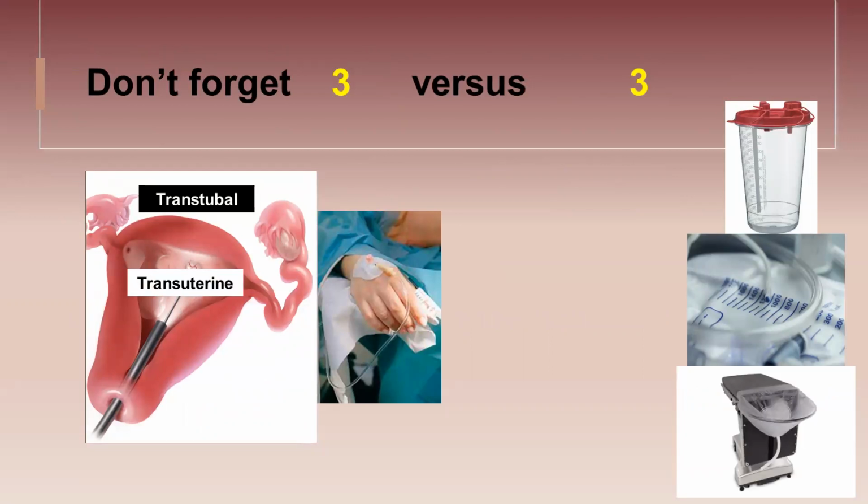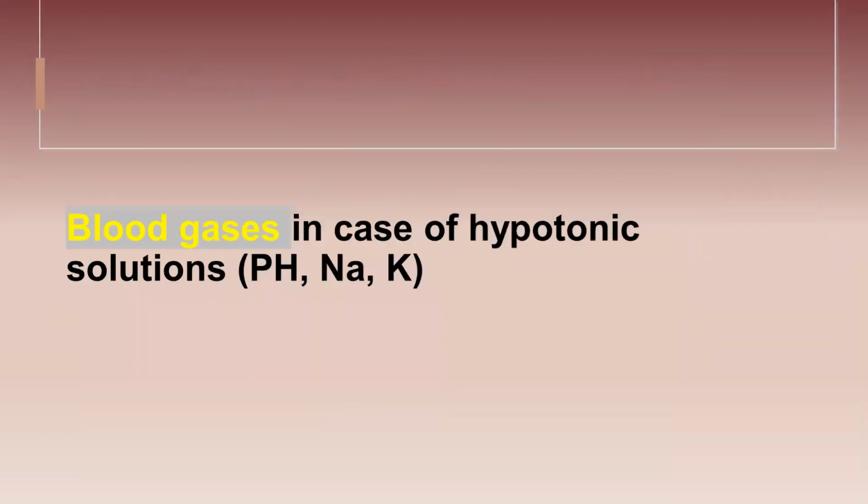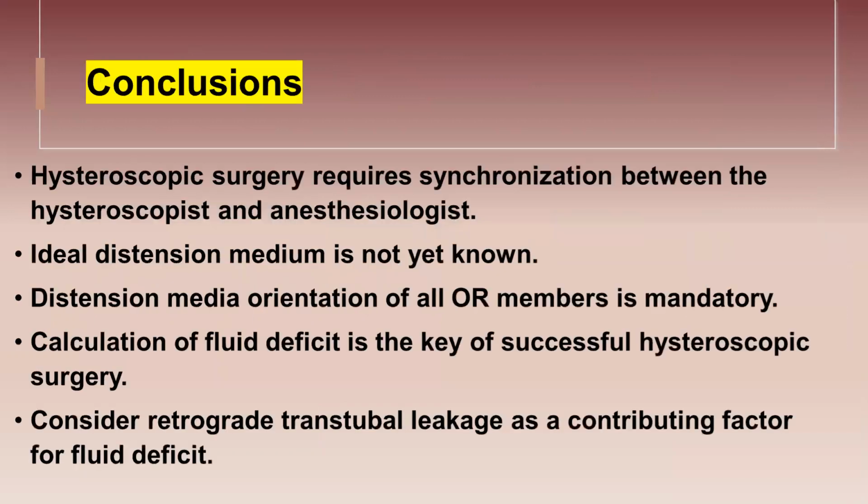And don't forget the 3 trans: transuterine, transtubal, and transvenous infusion of fluids versus suction canisters, Foley's catheter, and perineal bag. You can do or order blood gases in cases of hypotonic solutions, particularly pH, sodium, and potassium.